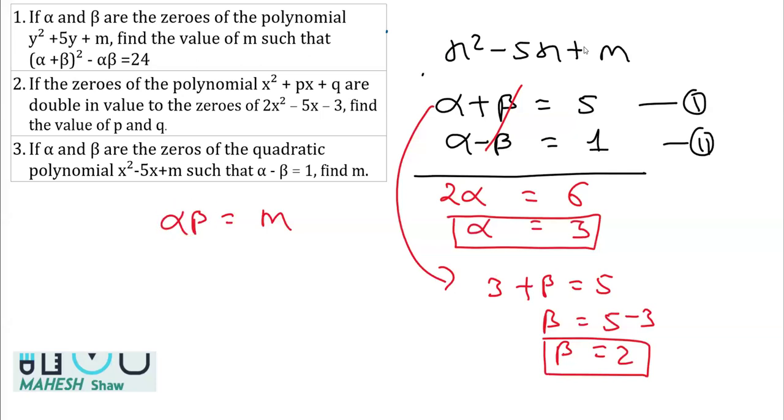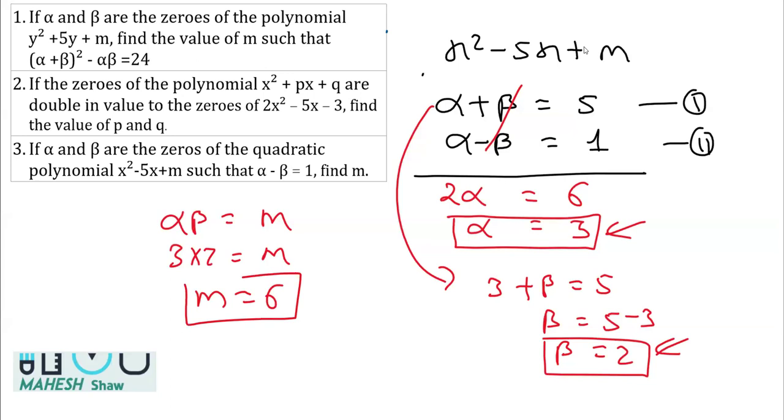Now I'm going to replace alpha and beta with their values. The alpha is 3 here and beta is 2. So that is 3 into 2, which is equal to 6. So M is equal to 6. That should be the final answer, as we have to get the value of M.